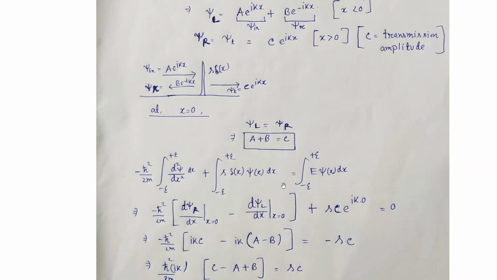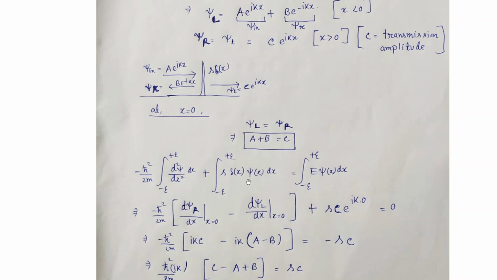So we will integrate this Schrödinger equation in a very small epsilon neighborhood of x equal to 0. This term will lead us to d phi R dx minus d phi L dx. We saw it in the previous problem also. This delta function potential integration we already know, and in the phi x term I am using phi T, the right hand side part.